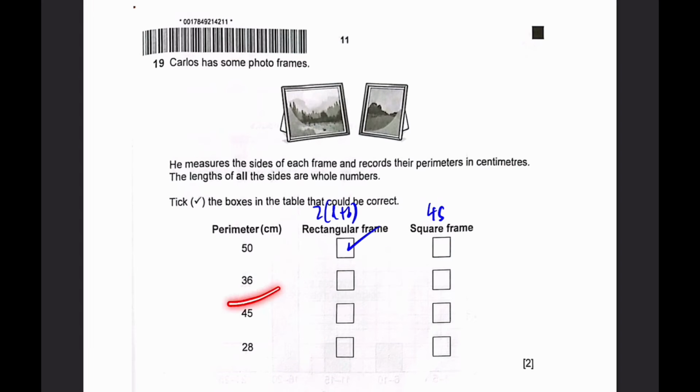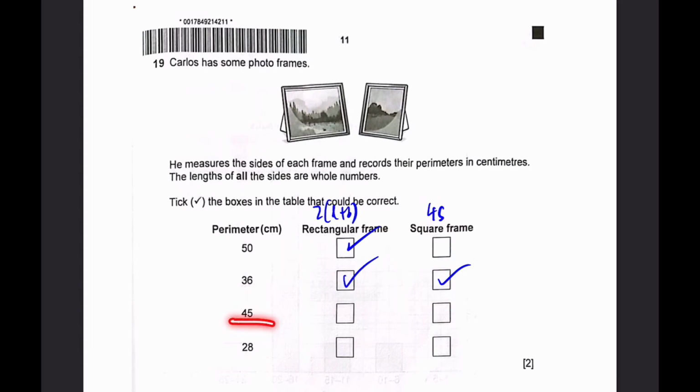Next, 36 centimeters. Rectangular frame. 2 into (L plus B) is 36, so divide by 2 to get length plus breadth, 18 centimeters. And the length and breadth could be like 13 and 5 or 1 and 17, like that. It could be many values. So this is correct for rectangular. Now for square, 4s equals 36, so s equals 36 by 4, which is 9. And 9 is a whole number, so that is the answer. We take the square frame.